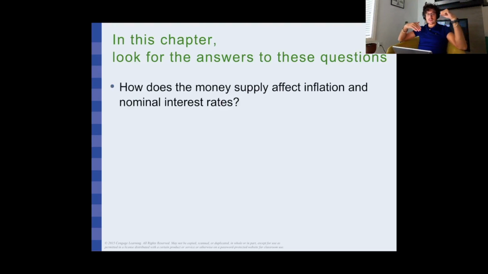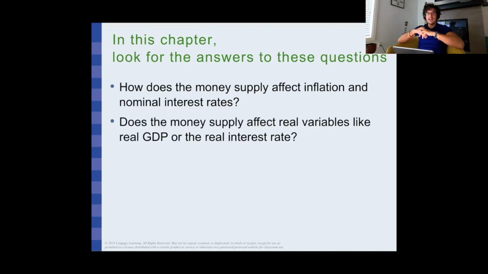So, what are we going to learn in this chapter? First of all, we are trying to understand how money supply affects macroeconomic variables like inflation and nominal interest rates, concepts that we introduced in chapter 10 and chapter 11. Then we're going to try to understand whether the money supply actually has a real impact on the economy in the very long run. Does money supply affect real economic variables like real GDP, unemployment, and so forth?